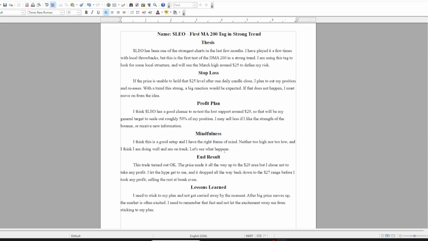Mindfulness, very important. Challenge yourself. What am I thinking? How am I feeling when I'm taking the trade? This is a good trade setup. And I think I have the right frame of mind. I'm neither too excited or upset. I'm on the right track. Let's see what happens. Good approach.